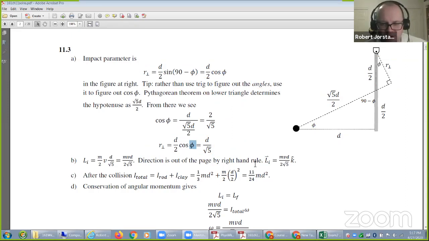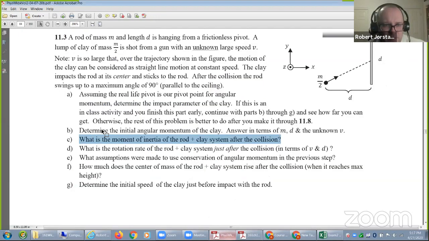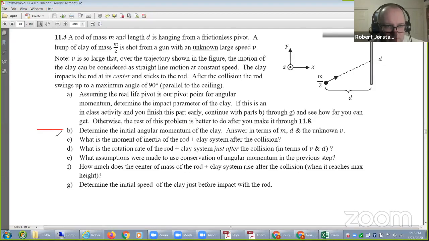Hopefully that figure is good enough. So I'm going to go back to the question and read the next part. Now I'm going to get part B. Determine the initial angular momentum of the clay. All right, well, that's not too bad. I know the initial angular momentum is m v r perpendicular.